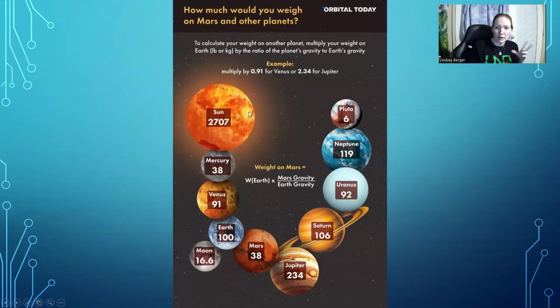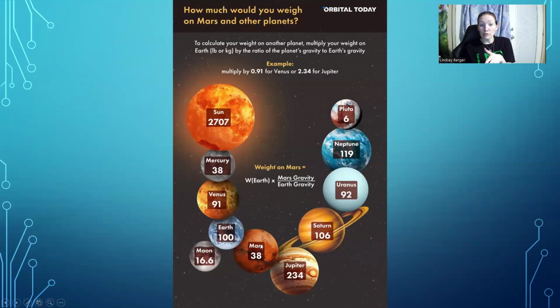Okay, there's a cool infographic I found online to show you what you would weigh on other planets. Remember, weight is mass times gravity. That's how they got these numbers. They started with Earth at 100, a nice round number. We like that in science sometimes, so you can compare these numbers. Venus, remember, is Earth's sister planet, the evil twin. Pretty close: 91 versus 100. That's not much of a noticeable difference.